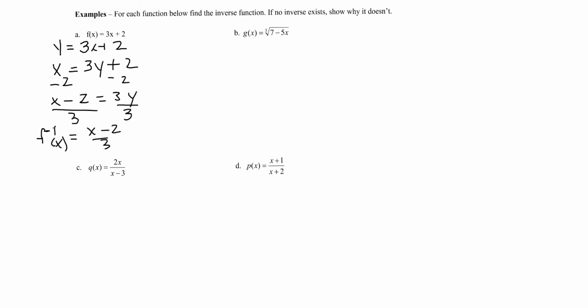All right, if we look at b, instead of g of x, we're going to do y equals the cubed root of 7 minus 5x. And then we'll switch our variables. So it will become x equals the cubed root of 7 minus 5y. And to solve for y here, the first thing we need to do is go ahead and cube both sides. So we get rid of that cubed root.